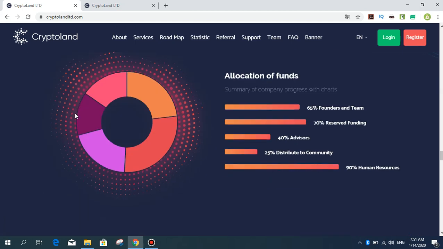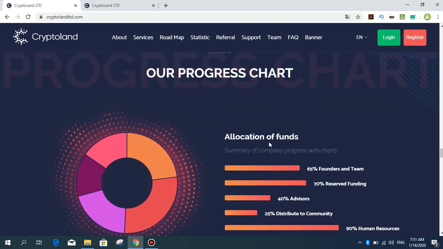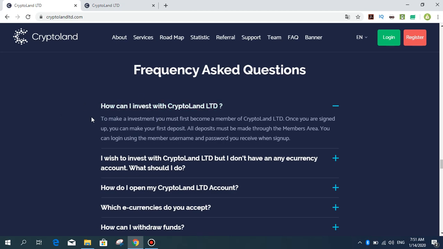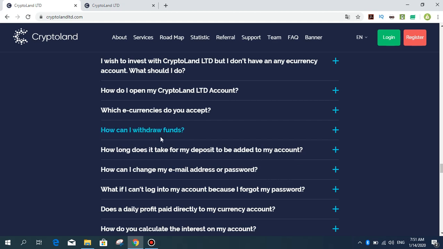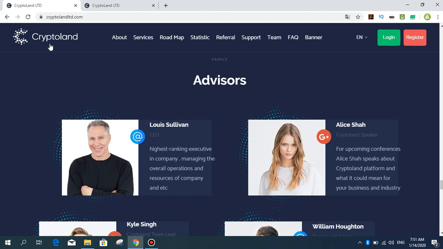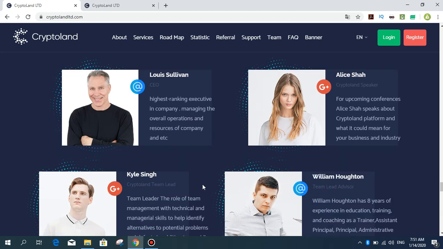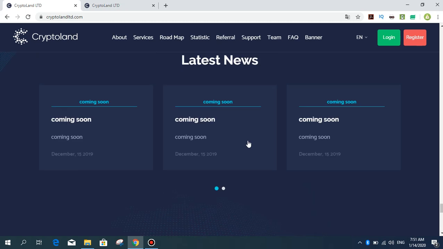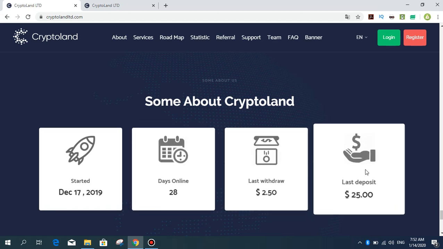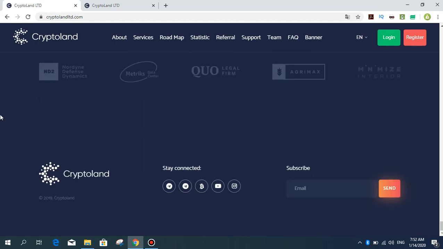A company registered in the United Kingdom, and you can see our program, short area, allocation of funds, and frequently asked questions. You can find answers to all your questions. How can I withdraw funds? Which currency do you accept? What if I can't log into my account? And other questions in this area. Advisor: who are the advisors of Cryptoland company? Louis Sullivan is the highest ranking executive in the company, managing the overall operations and research of the company and its other team. Started time or rate and days online, last withdrawal and last deposit section and partner section.